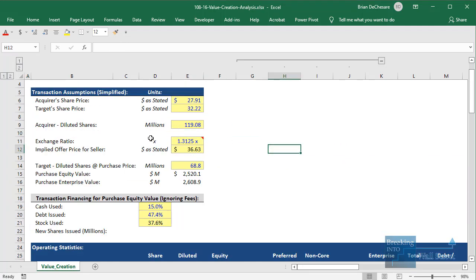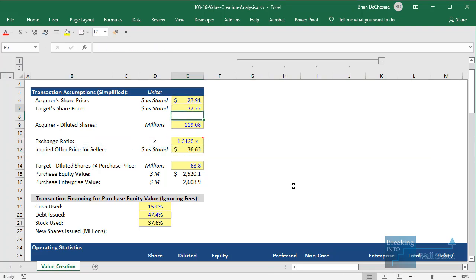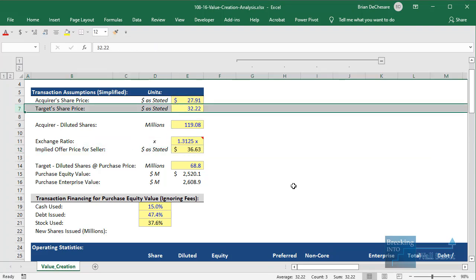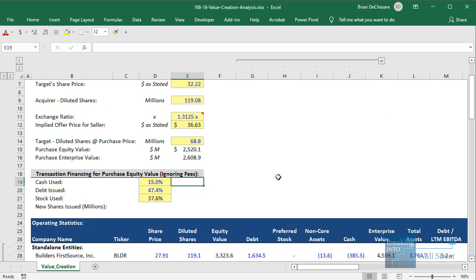If you go up to the top, you can see where I've calculated the implied offer price for the seller. This deal is based on an exchange ratio, which we've covered elsewhere. But essentially what this comes down to is that the buyer paid a very modest premium for the seller here. We need to calculate the cash, debt, and stock used to fund this deal. And I'm going to ignore fees and other more advanced items here and just base this on the purchase equity value. So we'll take the percent cash used multiplied by the purchase equity value, copy this formula down.